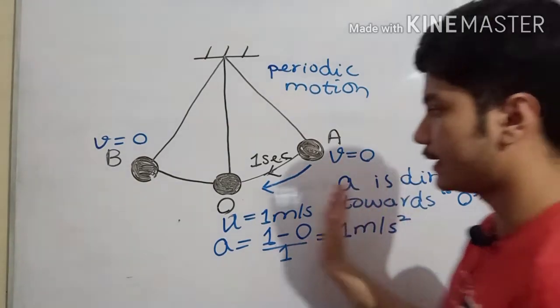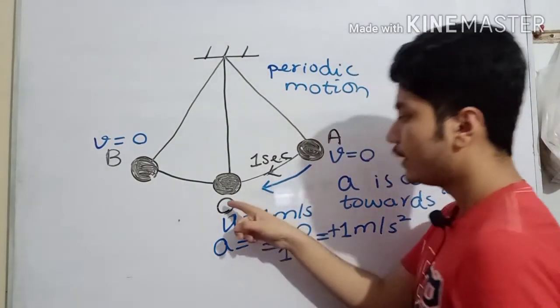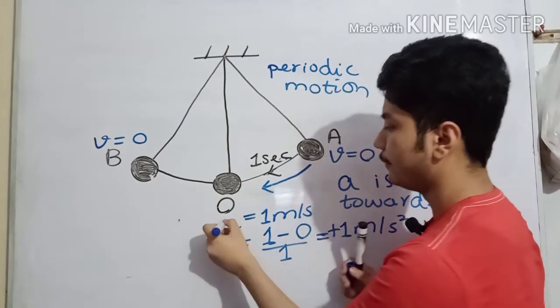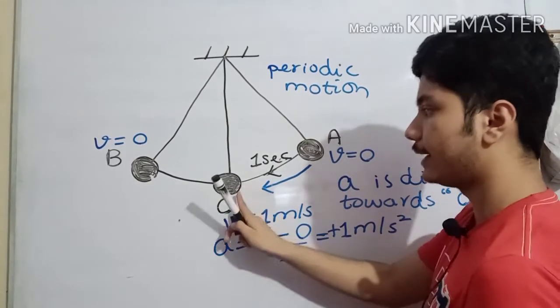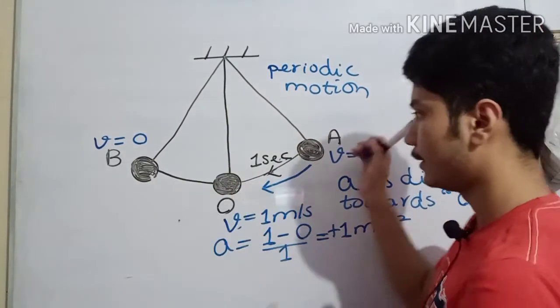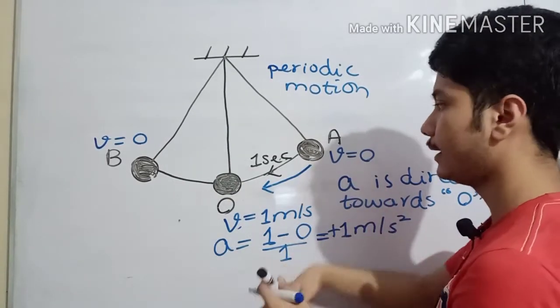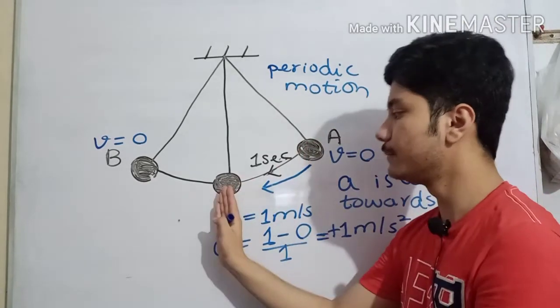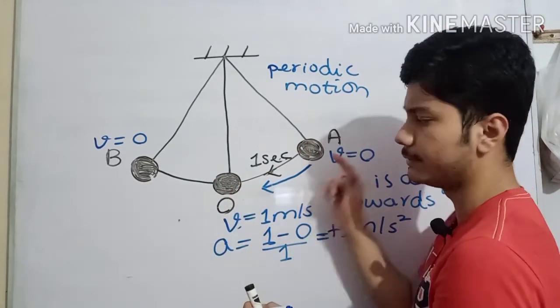So let's take another concept. At O, its initial velocity, let's suppose, is 1. Now at O, it is not stopping. Basically we are continuing the motion. I have released the bob at point A, and when it comes here, its final velocity becomes 1.